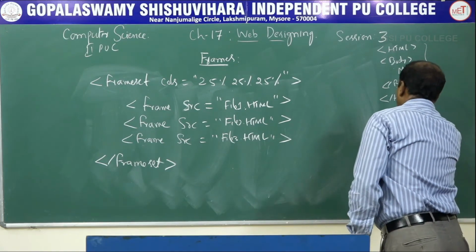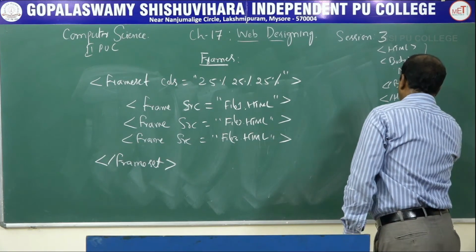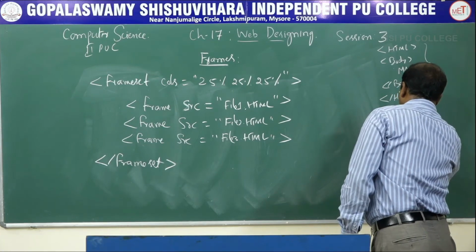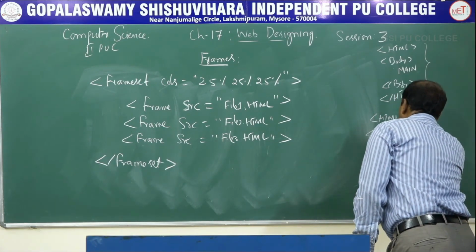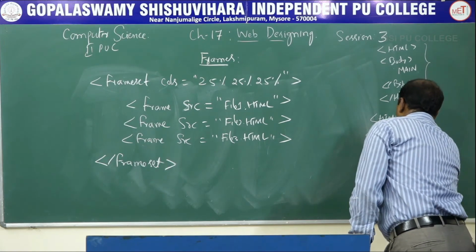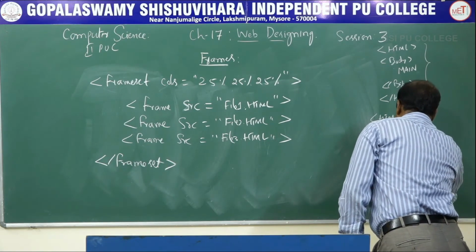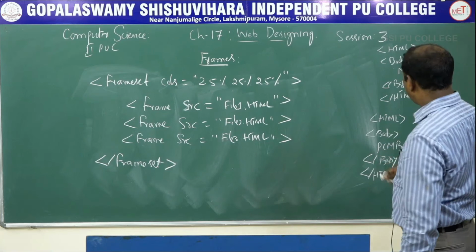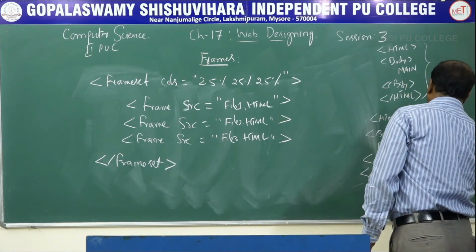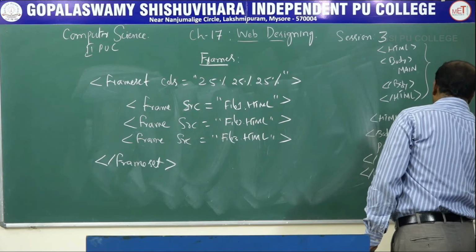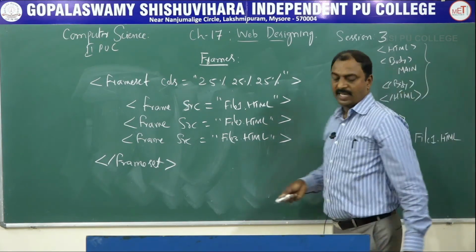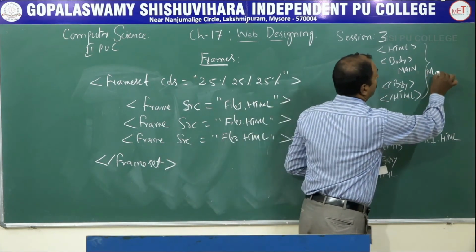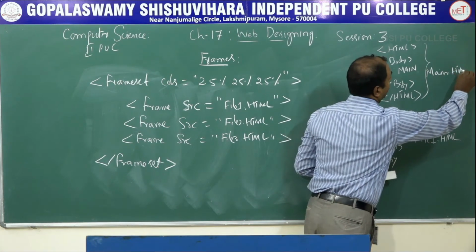In main program, here this is small HTML, and here body tag, and here say PCMB. I am closing this with body tag as well as HTML. So I am going to save this file as file1.html, and this is main.html.